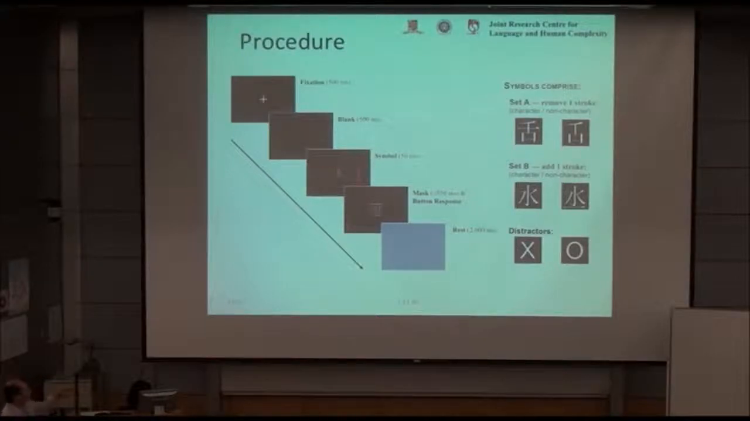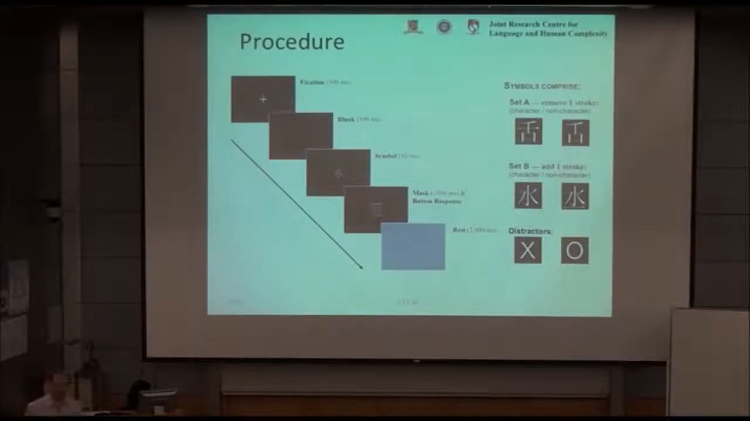And second, actually, the task is not a lexical decision task. We use two very simple distractors, the cross and the circle. They are easy to detect. Then we use a computer mask to reduce the visual residue. Subjects were instructed to identify the distractors: one button for the cross, another button for the circle.